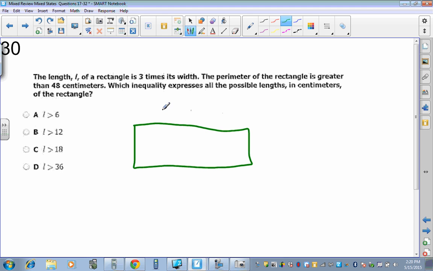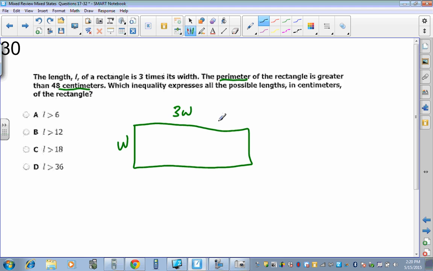Okay, well, first of all, the length, L, is 3 times its width. So I'm going to let the width be W, and then the length will be 3W. I'm doing that because that's the smallest. Okay, and then we're talking about perimeter, and the perimeter is greater than 48.